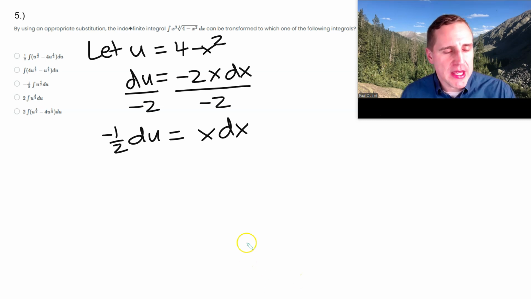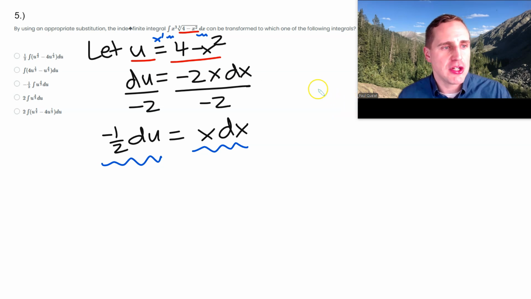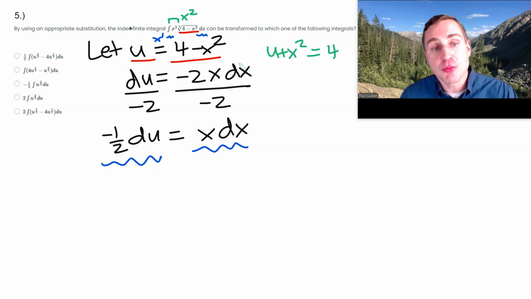Now notice which pieces we can cover. u is 4 minus x squared, so that's covered. x dx is covered by negative 1/2 du, so that's this part, and then just x to the power 1 is covered by this part, the negative 1/2 du. So we need to generate x squared. x squared has to come from here because x to the first times x squared is going to finally cover that full x to the third. So how can we get x squared out of this? Well, notice if I add x squared over, we have u plus x squared is equal to 4. Then subtracting u, x squared is equal to 4 minus u.